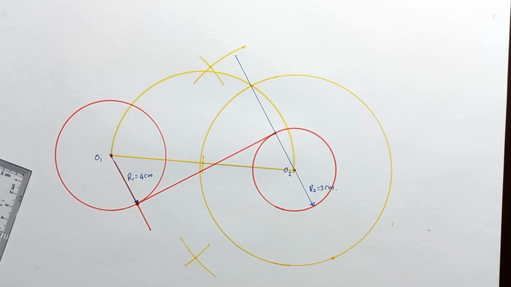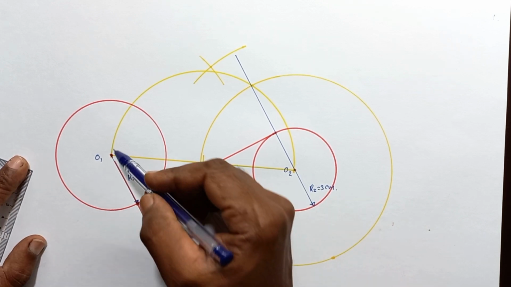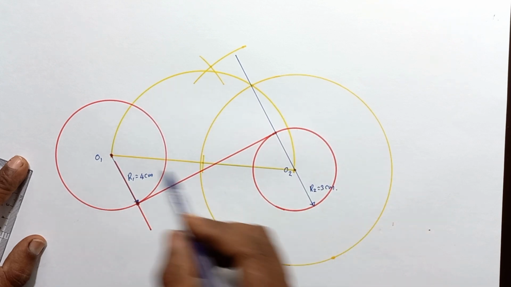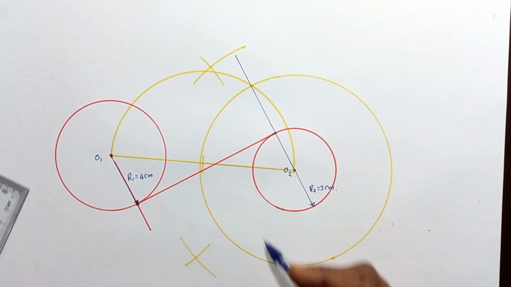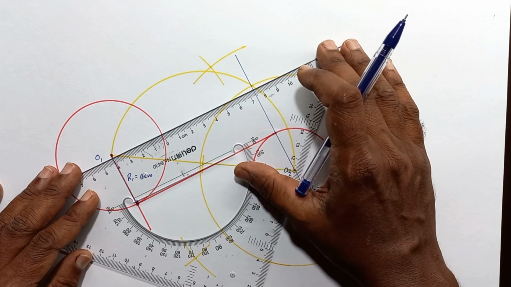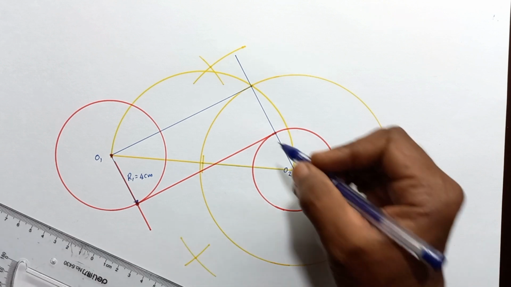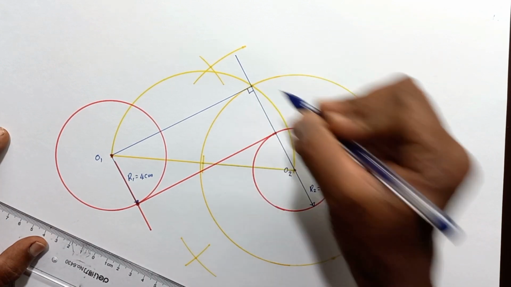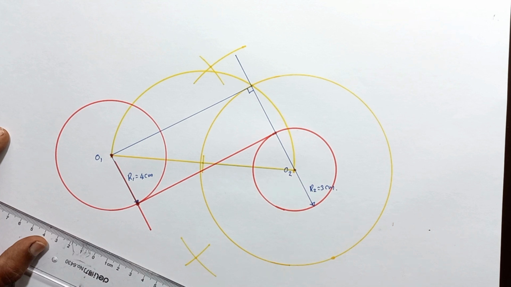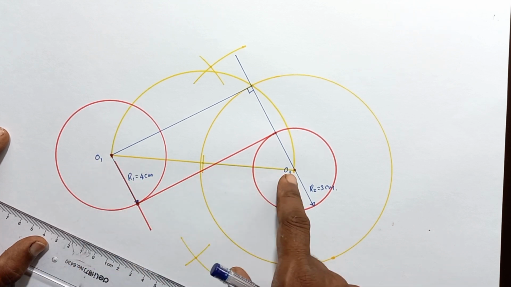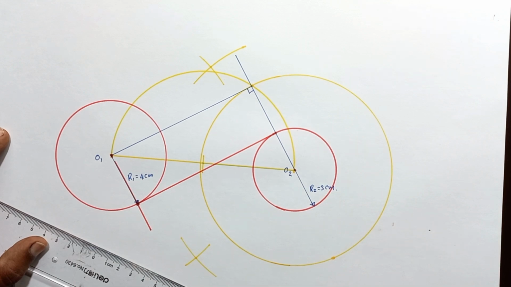Let me explain how it becomes a tangent. Here O1 O2, this is the semicircle. O1 O2 is the diameter of this semicircle. Then you can see, if we join these 2 points, this is 90 degree. You can see the diameter subtends 90 degree at the circumference. Here O1 O2 is the diameter of a semicircle, it subtends 90 degree at the circumference.